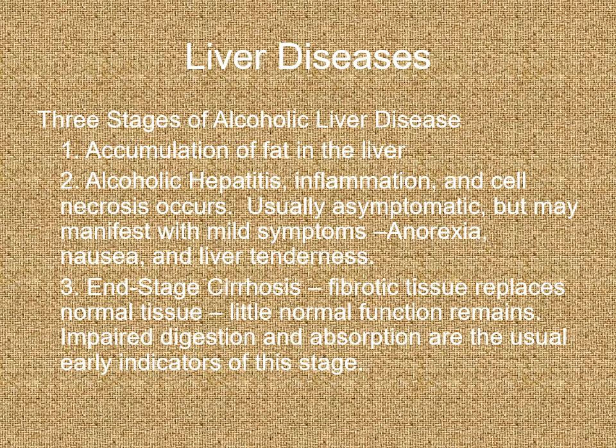Three stages of alcoholic liver disease. Accumulation of fat in the liver, so you usually get the presentation of a fatty liver. Alcoholic hepatitis: inflammation and cell necrosis occur, usually asymptomatic, but may manifest with mild symptoms: anorexia, nausea, or liver tenderness. End-stage cirrhosis: fibrotic tissue replaces normal tissue, and little normal function remains. Impaired digestion and absorption are usually early indicators of this stage.